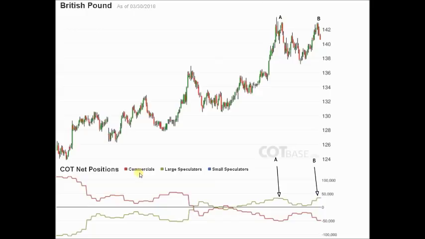Now, what we're interested in on this chart is seeing what the smart money commercials in red are doing against large speculators. Now, in terms of this A point that I put, you can see speculators build up long positions. Commercials down here drop very short against them. And it's in this rise that speculators are really buying and commercials selling. Then it peaks in favour of the commercials.